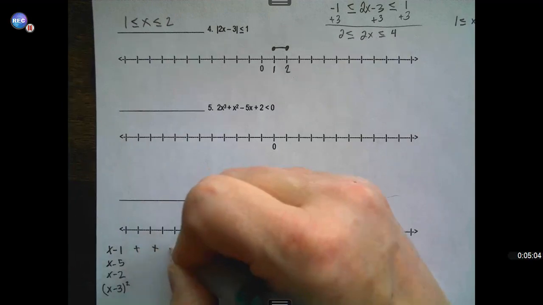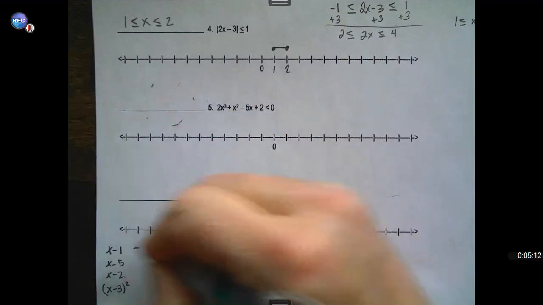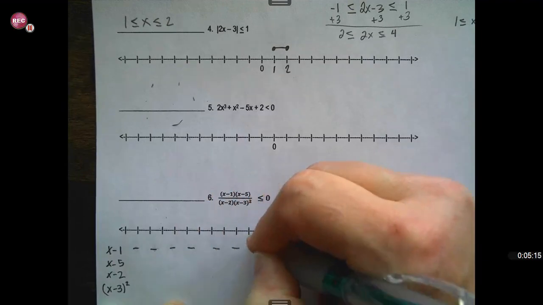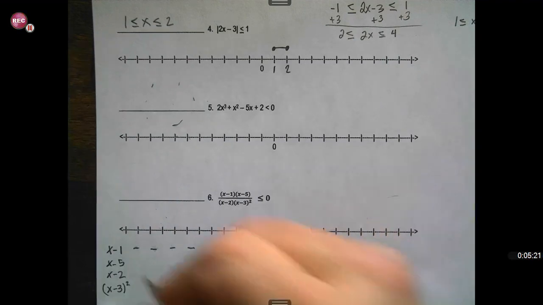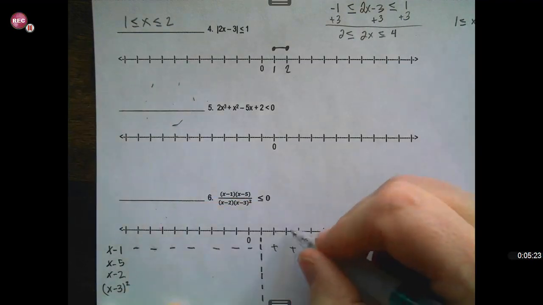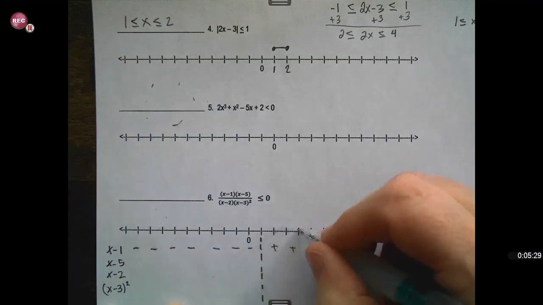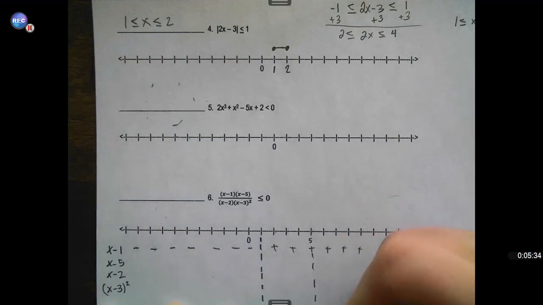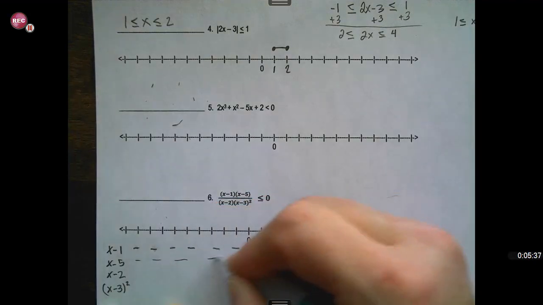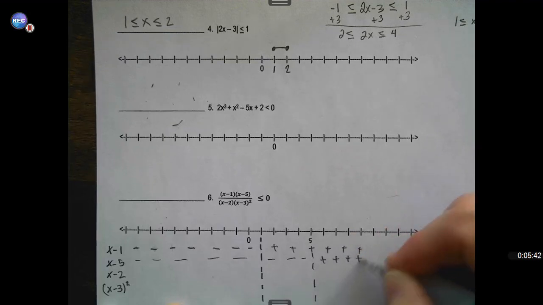Okay, so x minus 1 is going to be 0 at +1, and to the left of that will be negative, and to the right will be positive. And negative x minus 5 would be 0 at 5. So 1, 2, 3, 4, 5. That's right here. So I put my line going down, and it's going to be negative to the left of that. And then to the right, it will be positive.